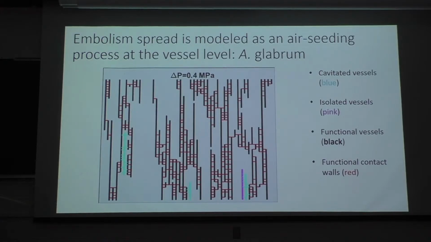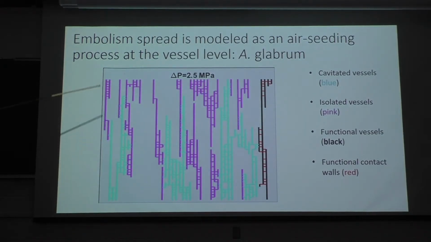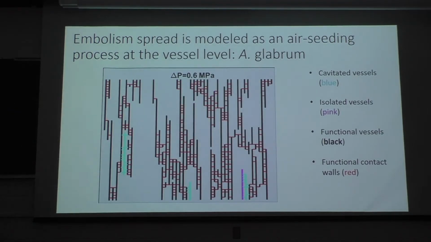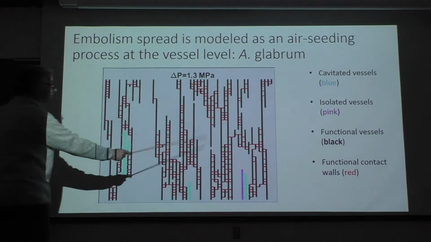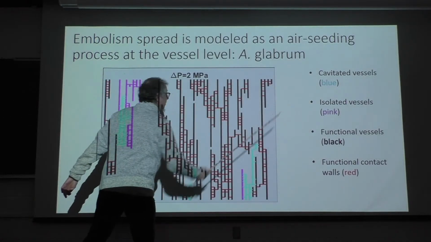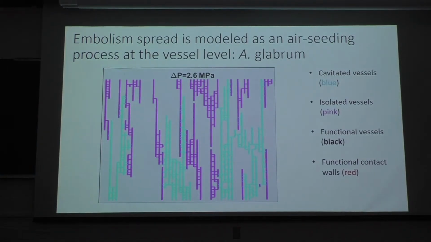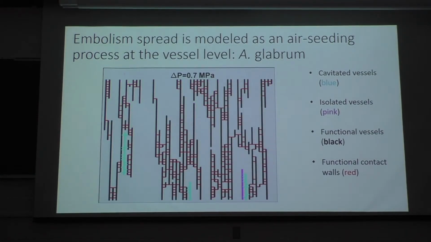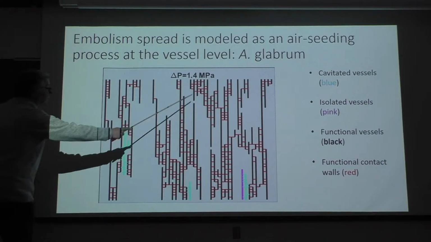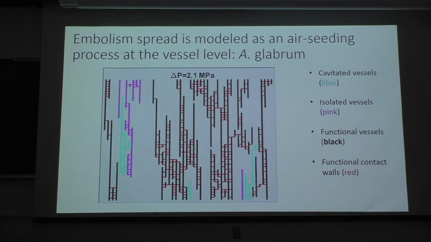And if you do this calculation and you start increasing the air pressure, well, no surprise, you're going to start getting cavitation spread, and those are shown in blue with 2.5 megapascals. Isolated vessels also emerge, and that's an important point for xylem refilling, but we're not going to discuss that today. But basically, there are lots of segments of this network that become hydraulically isolated, but they're still filled with water. Okay, so that's important too for the recovery. And then you still have some functional vessels there. And that's a network model, very primitive network model.